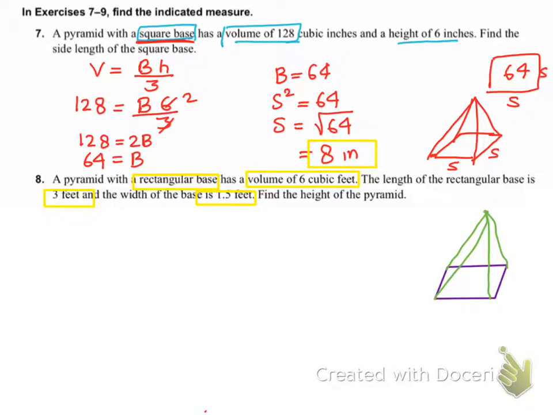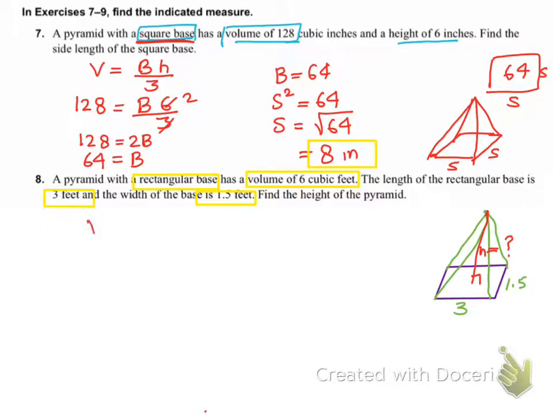So they have given you the rectangular base, and the measurement is 3 feet by 1.5 feet. They have given the volume. They want you to find the height of this pyramid. This height is what? We use the same thing.